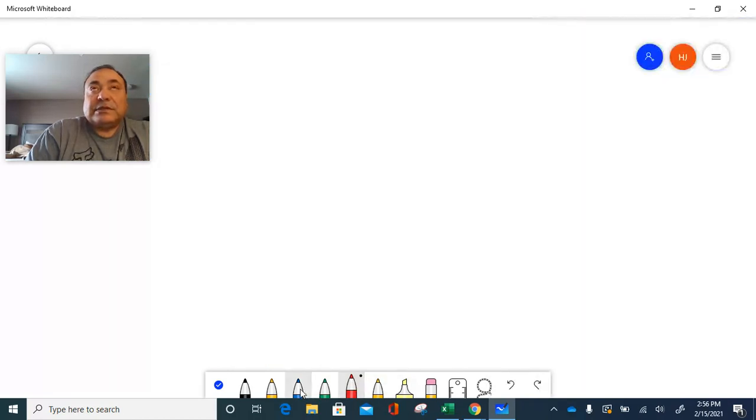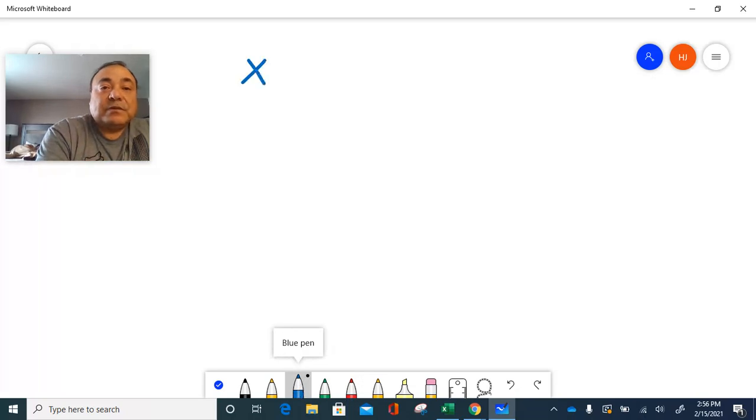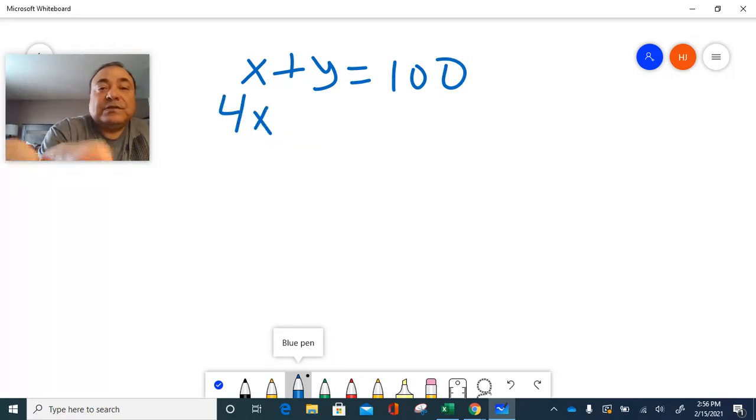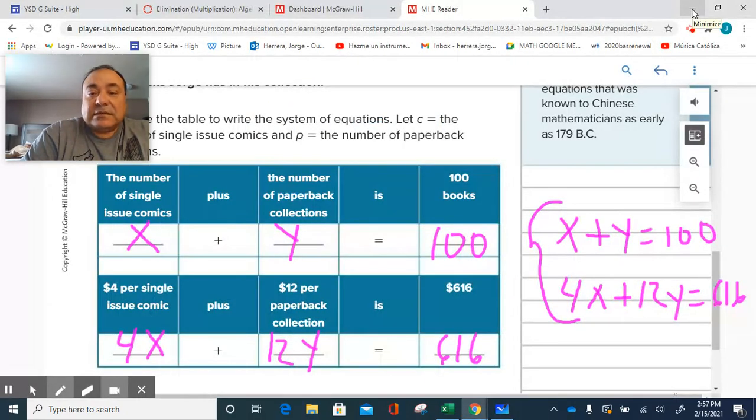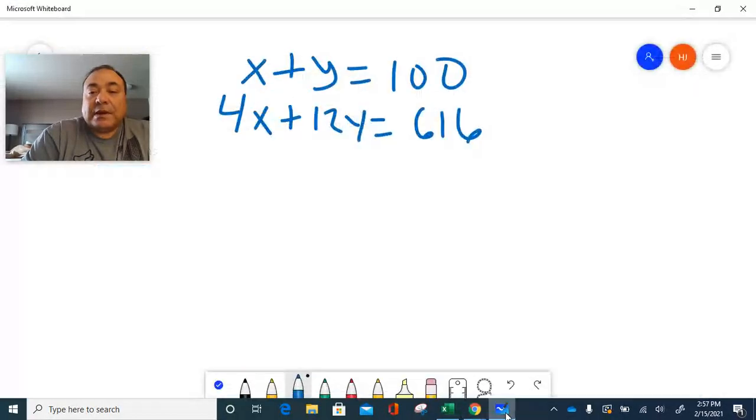So let's go and we say the system was X plus Y equals 100. We got 100 of them. And then we pay $4 for each issue, and then plus $12 for the book ones, and it was 616, I believe. Let me just check just in case. Yes, 616.